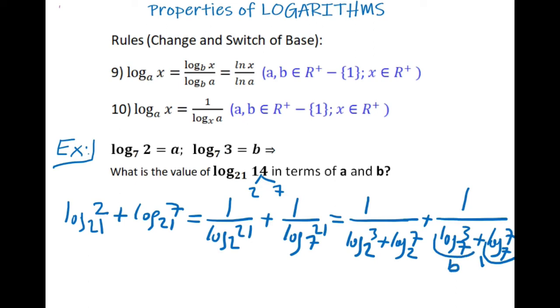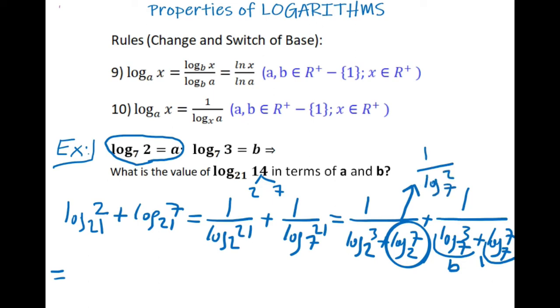Logarithm of 7 in base 2 doesn't look like a, but it's 1 divided by a actually. So this is going to be equal to 1 divided by logarithm of 2 in base 7. And this is equal to what? 1 divided by, and our denominator is a. So this is 1 divided by a. So I'm just putting it here, 1 divided by a. Now we have no clue about logarithm of 3 in base 2, but we can obtain 2 from here, and then we can obtain 3 from here in terms of a and b.